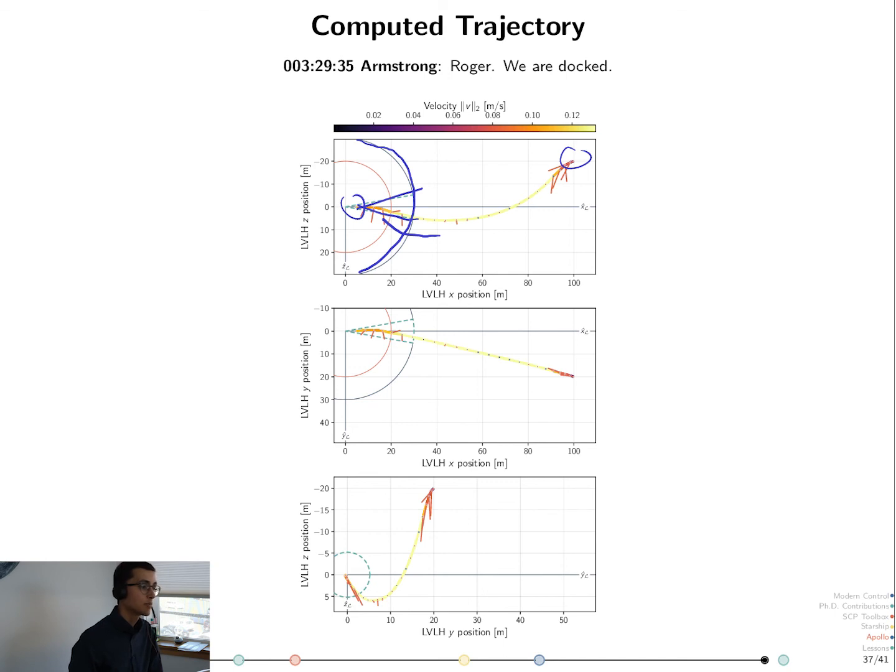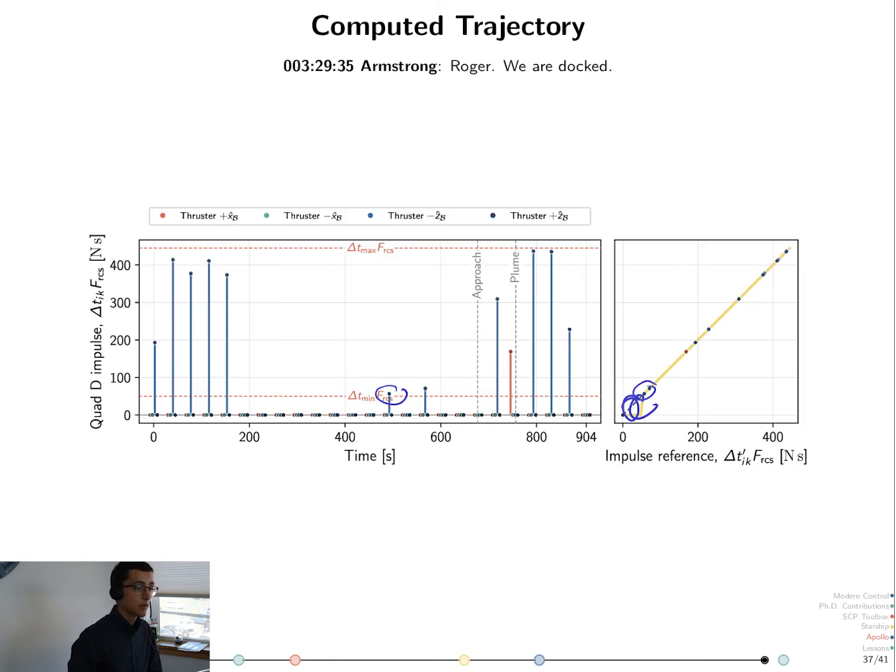You see here that the approach cone is satisfied in that the spacecraft enters this region once it's inside of the sphere. I tested it. If you don't impose this, the trajectory would be somewhere here. So that constraint is important.